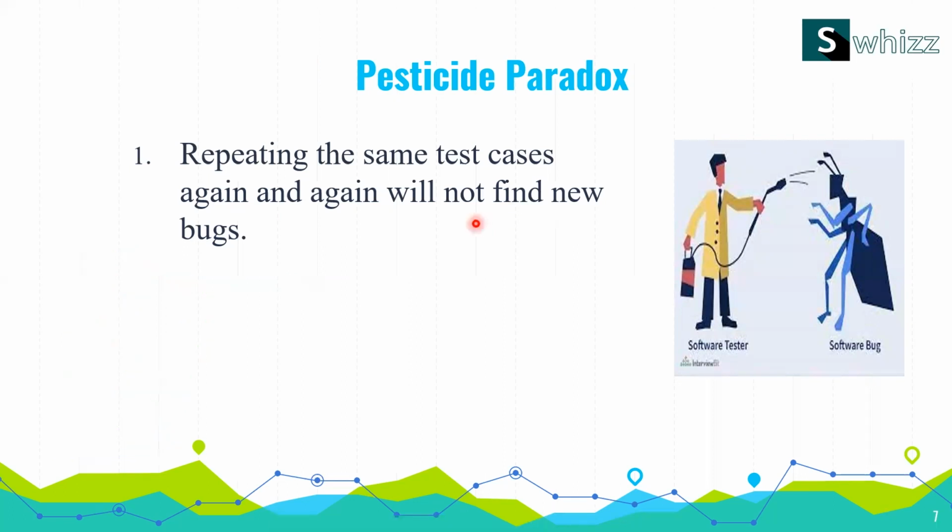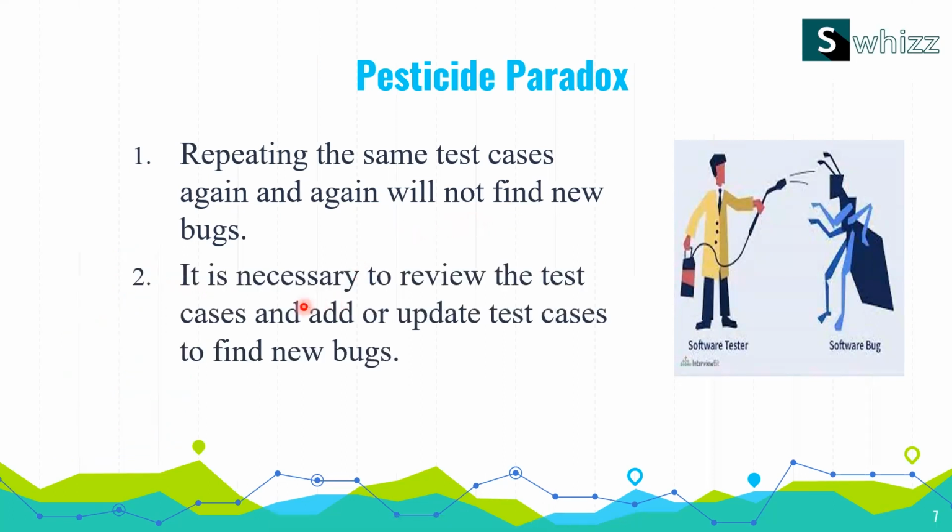So what we can do here is a process review of the test cases. It is necessary to review the test cases. In this review, what you will focus on is this: we have to add test cases if they are missed from the requirement. You have to update the requirement test cases, whatever you have written so far, and you can also delete test cases if they are duplicates.